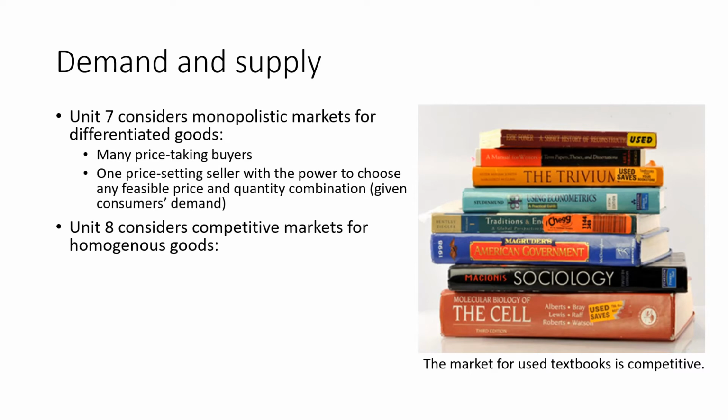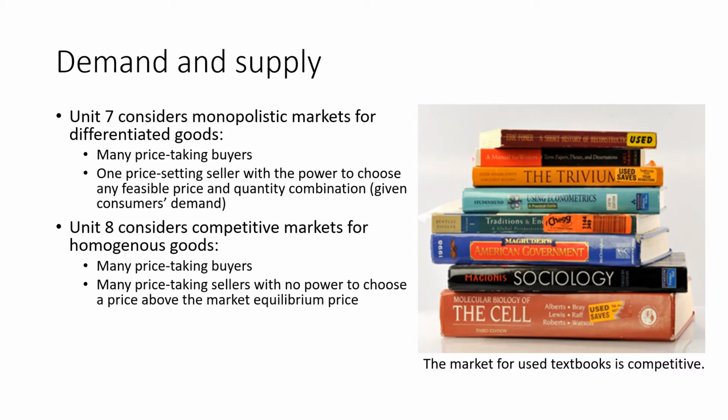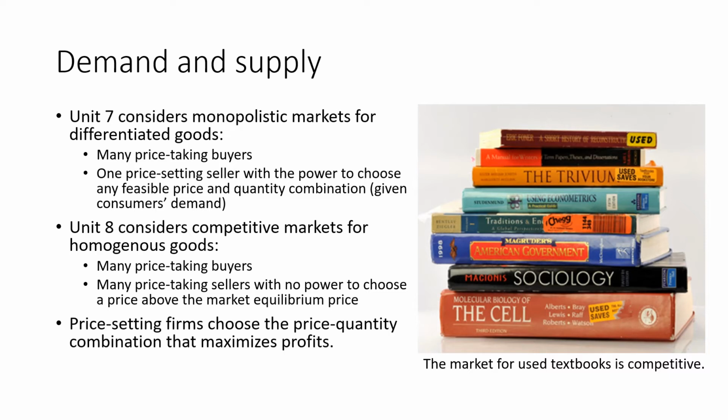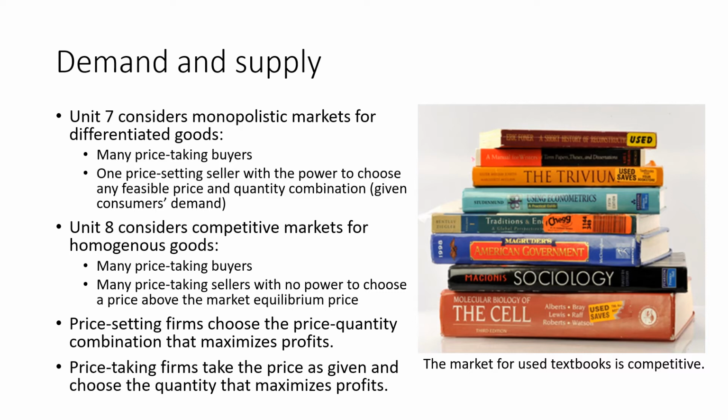In Unit 8, we're going to consider competitive markets for homogeneous goods. Here, there are many price-taking buyers, but there are also many price-taking sellers with no power to choose a price above the market equilibrium price. Price-setting firms choose the price-quantity combination that maximizes profits. That's what we saw in Unit 7. We'll see that price-taking firms take the prices given and choose only the quantity that maximizes their profit.